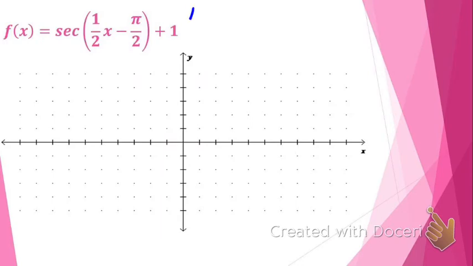Let's start off with the easy things. What's the first thing I would want to put on my graph here? Midline shifts up 1. So we're going to shift that midline up.